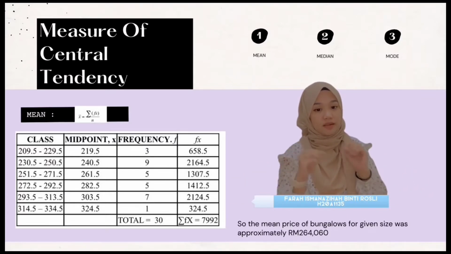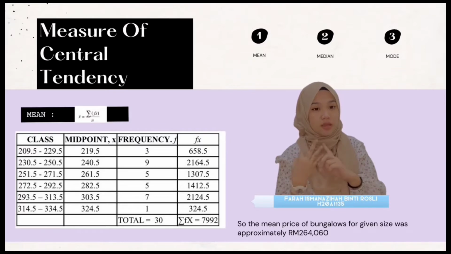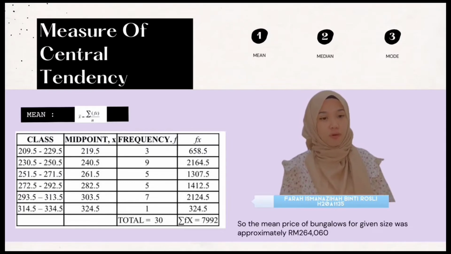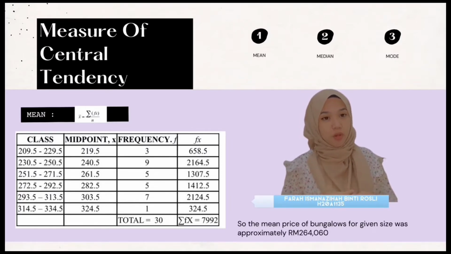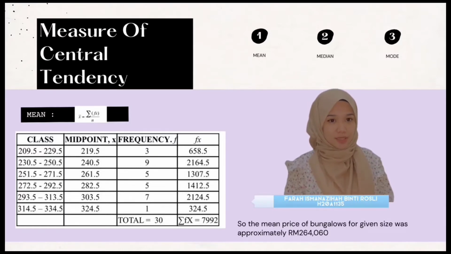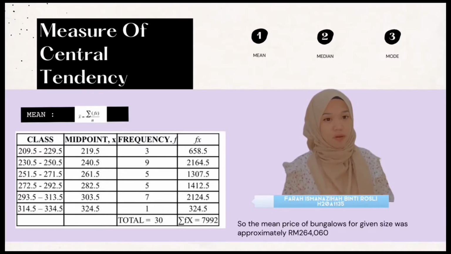Central tendency has 3 parts: the mean, median and mode. Mean is the average of all data values. The formula of the mean is x-bar equals the total of frequency times midpoint divided by the number of data. According to the data that we collected, the mean of our data is 264.06, so the mean price of a bungalow for the given size is RM 264,060.